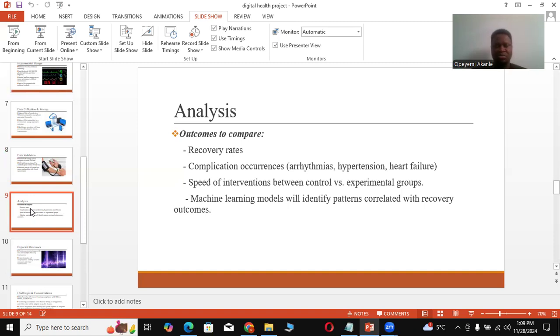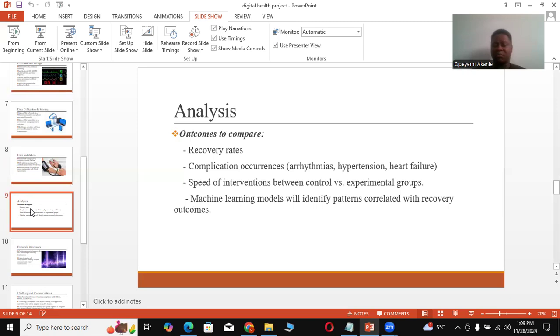Then we want to compare the speed of intervention between the control and the experimental group. So we want to see if there's a difference in how doctors react when they notice any changes in the patient's vitals and ECG readings. So we want to compare the speed of intervention between both groups.